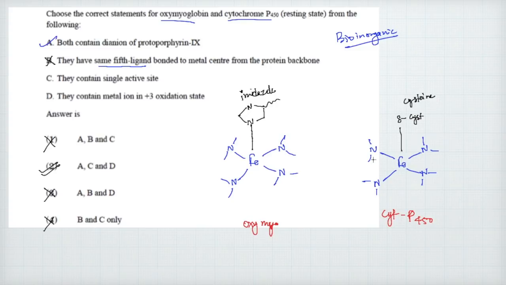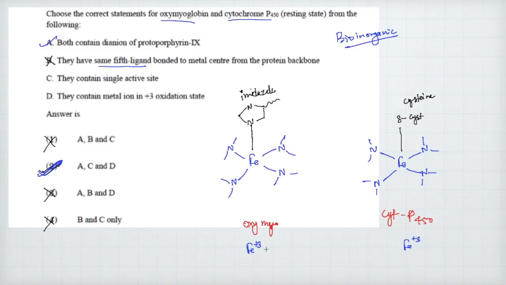You should also know how to differentiate between the bioinorganic compounds you have studied, which have a single site and which have multiple sites. Both of them have a single iron site as the binding site. And the last statement, D, says they contain metal in the +3 oxidation state. So yes, iron in oxymyoglobin is in the +3 state, and iron in cytochrome P450 is again in the +3 oxidation state in its resting state. So option number 2 becomes your correct choice.